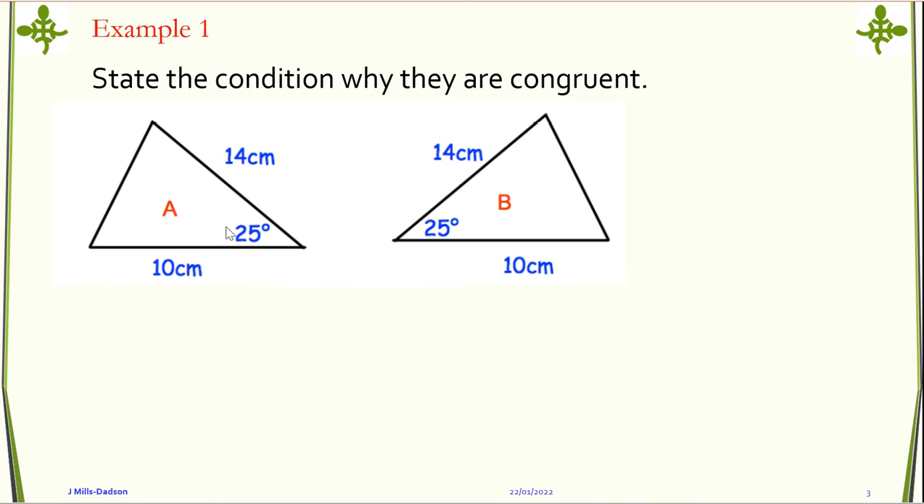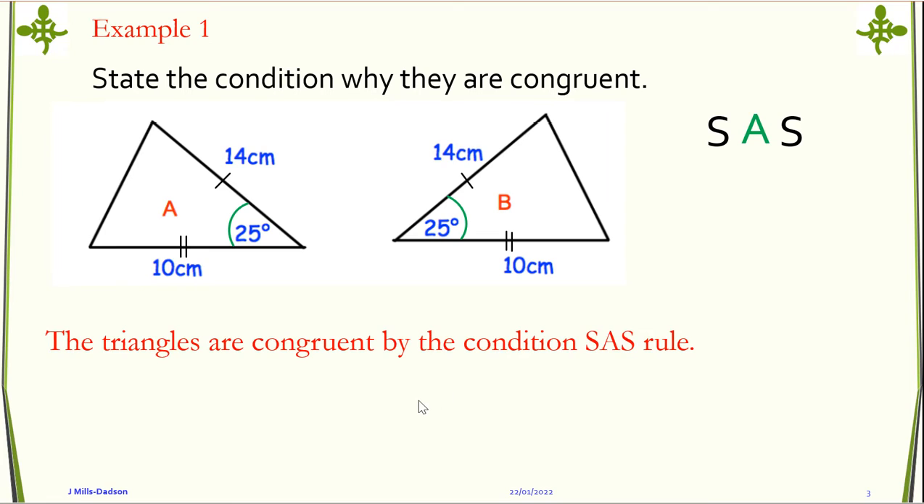So let's see why triangles A and B are congruent. You check the information given and see which of the postulates will work. You can see same side 14 cm, so you put down a side. Same angle 25 degrees, that's an angle. Another same side 10 cm, so we can say the triangles are congruent by the condition side angle side rule.